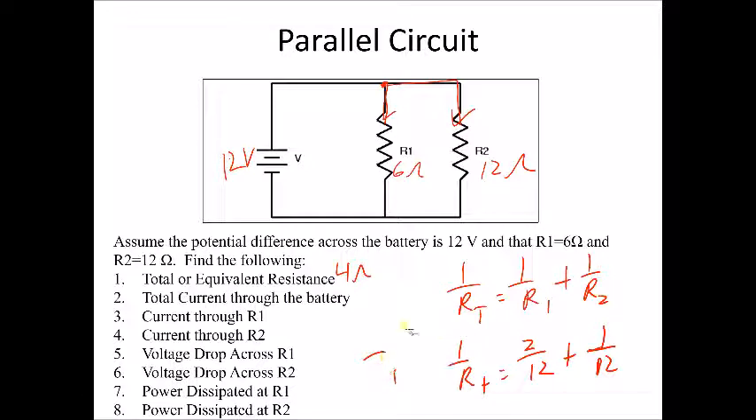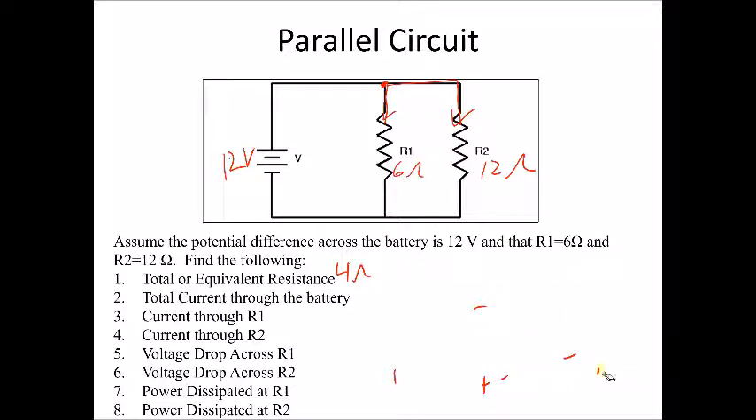Next, we want to find the total current. And again, when we're looking for total current, typically we're going to use Ohm's law to find that. Ohm's law solved for current is I equals V over R. So we'll take our battery voltage, 12 volts, divided by our equivalent resistance, 4 ohms, and we're going to end up with a current of 3 amps coming out of the battery.